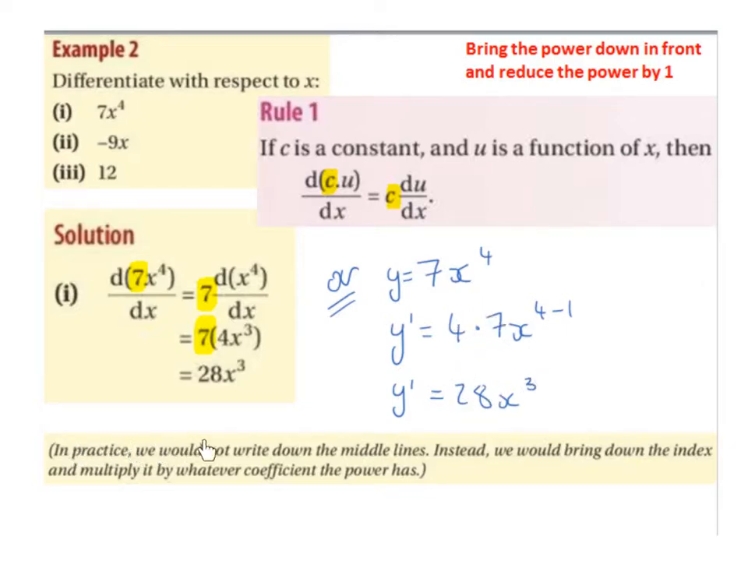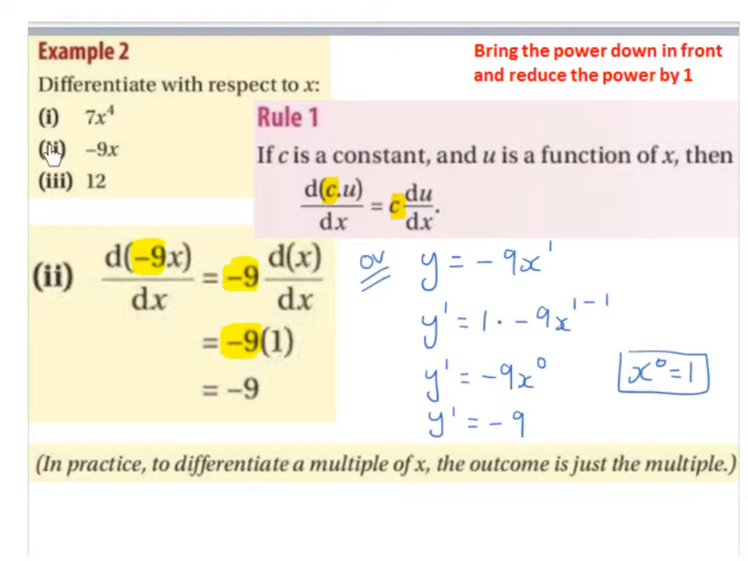In practice, we would not write down the middle lines. Instead, we would bring down the index and multiply it by whatever coefficient the power has. So basically, we don't need to do the middle steps. And eventually, you'll just be able to do this in your head.